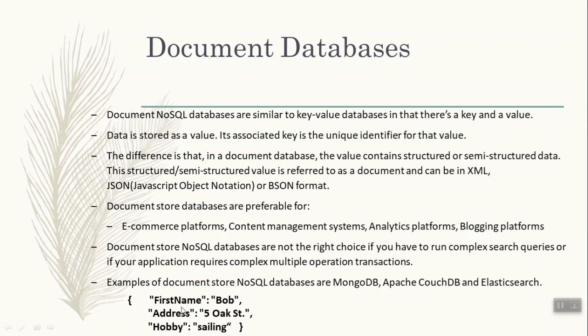So you can see this is one example where we have a key and a value. Like first name is the key and the value for the first name is Bob. Address is the key, where 5 Oak Street is the address, and hobby is sailing.